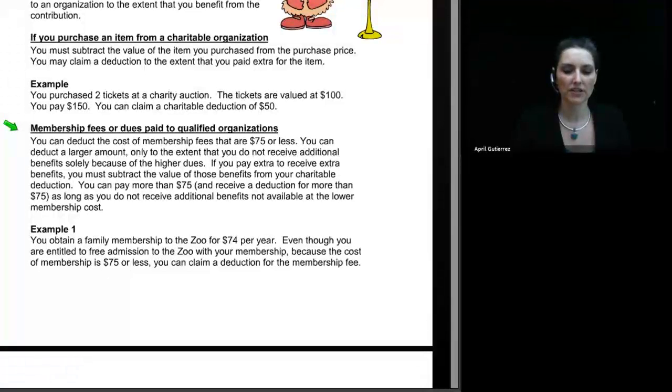your charitable deduction. You can pay more than $75 and still receive a deduction for the extra amount so long as you do not receive additional benefits of value that are not available at the lower membership rate.